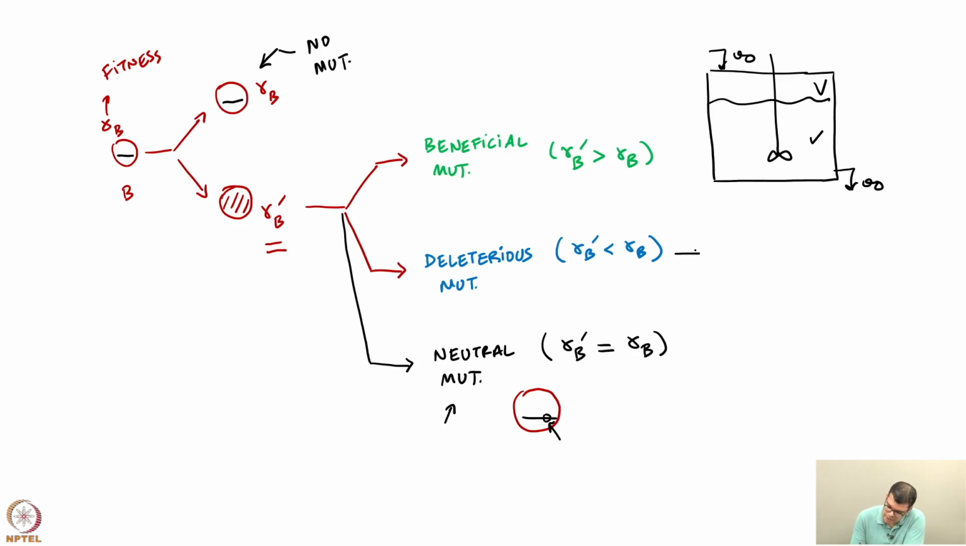Deleterious mutations are easy to think of qualitatively as to what their fate would be. We already have a large population of B type individuals which are growing at rate RB. This individual which is growing at a rate less than RB is going to be outcompeted from the population.